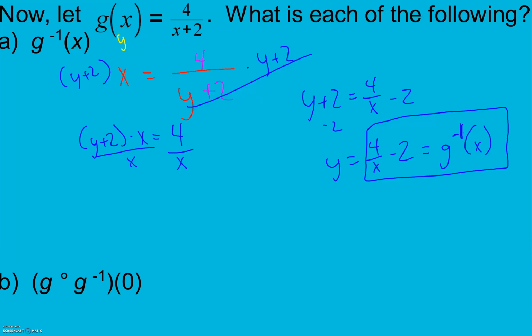Now, I'm going to find g of my inverse of g of 0. And when I try to do this, I'm going to plug 0 into my inverse. And when I do that, I get division by 0. 0 here is not in my domain of my inverse. So here, this does not exist.